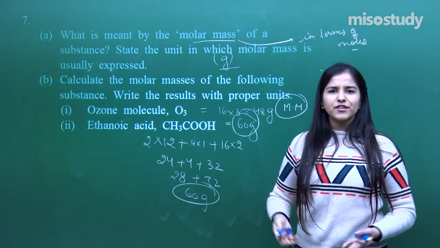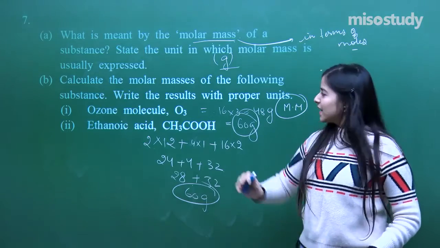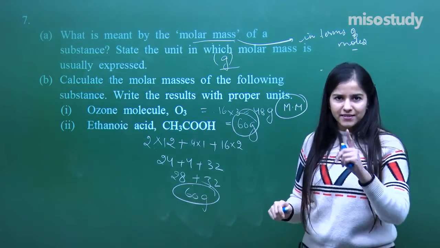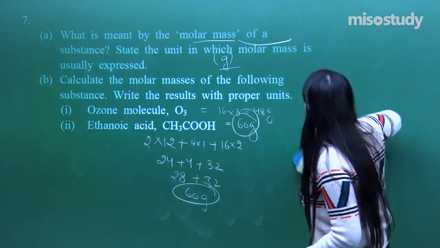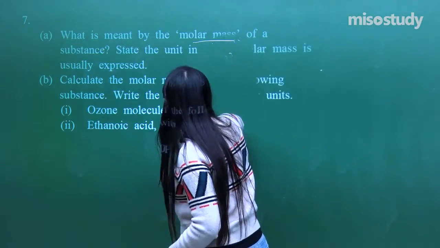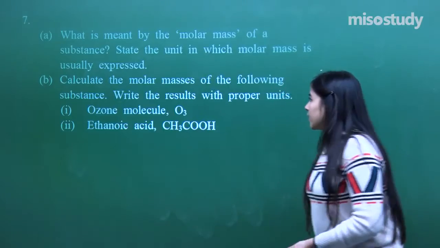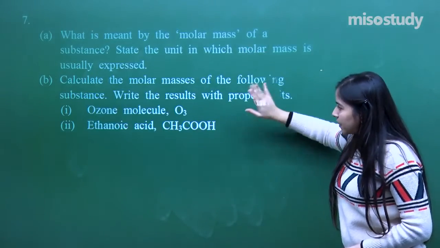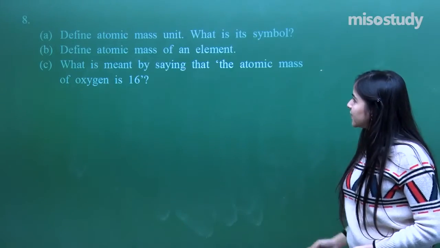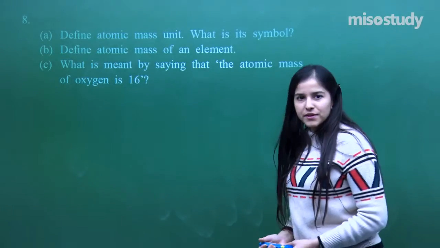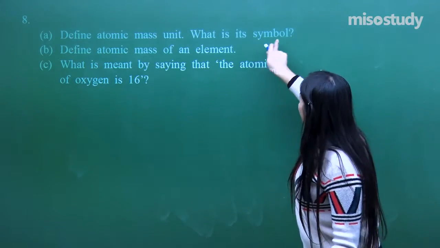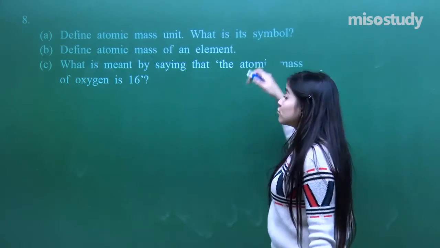What is the another name for ethanoic acid? Can you tell me? It is acetic acid, yes, that is present in the vinegar. So you are intelligent people, you know most of the things on your own. Now A part done, B part done. Let's move on further to the question number 8. Define atomic mass unit. What is it? What is the symbol of it which is used commonly?